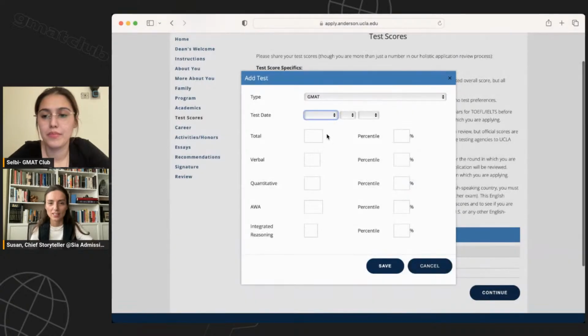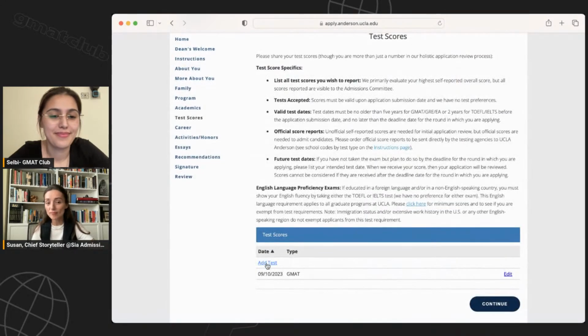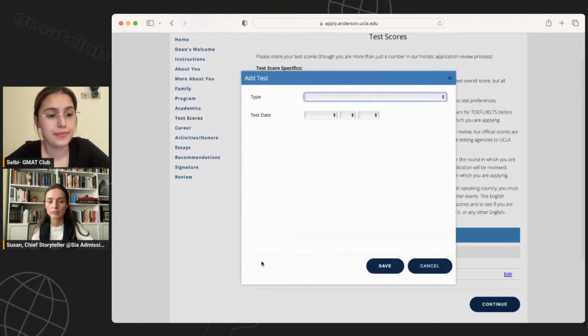Okay, so test date is required, September. All right, let's save that. And then if you have multiple tests, you're going to include them here. If you have multiple kinds of tests, so if you are an international student and you need to submit TOEFL or IELTS, you would just add a new test after you save the first one.